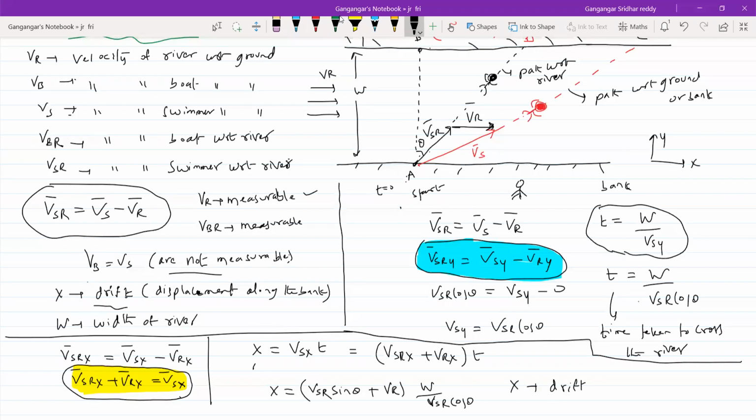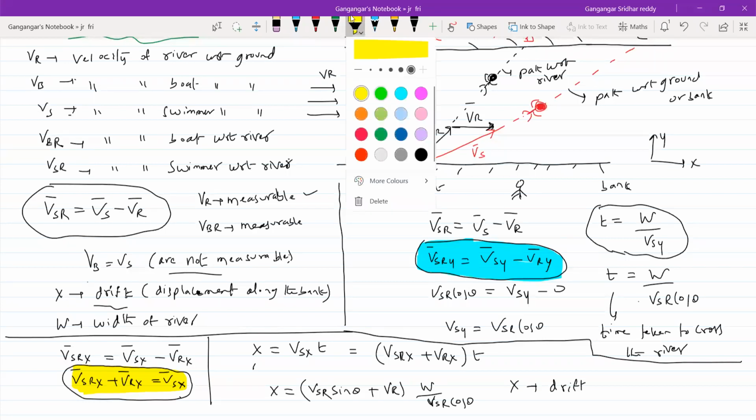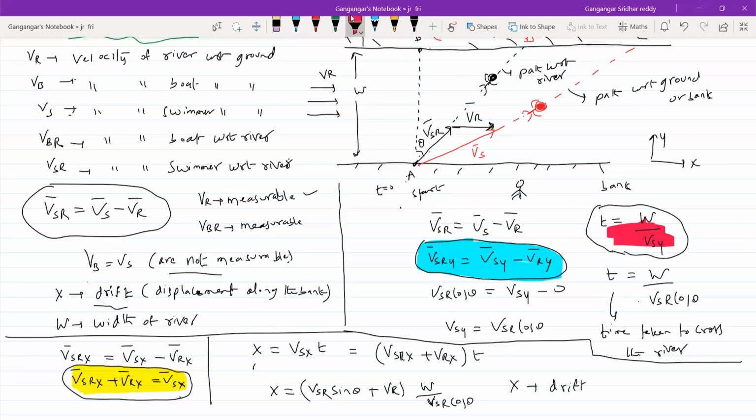So who will determine the time taken to cross the river? Vsy, finish. Who will determine the drift? Vsx. I'll highlight this in red color. In every numerical, your approach should be only this one. How to calculate Vsx and Vsy depends on the situation. Finish over.